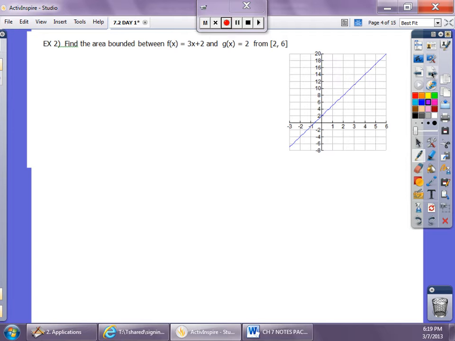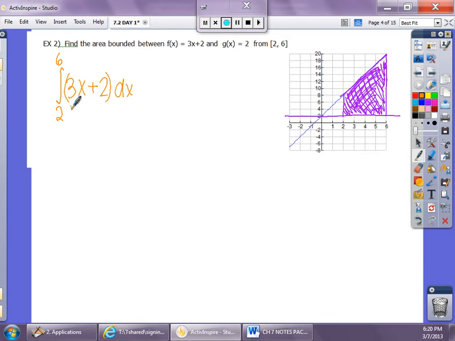So, starting off, f of x is the blue line, g of x is 2, so that's here. And I want to find the area bounded between them, and I'm actually going to do this in purple, from 2 until 6. So let's actually go in and shade that in. That's what I want to end up finding, okay, in purple. Well, obviously, we're going to end up using integrals to find that area. Let's start off with the integral from 2 to 6 of the function 3x plus 2 and see what that gives us.